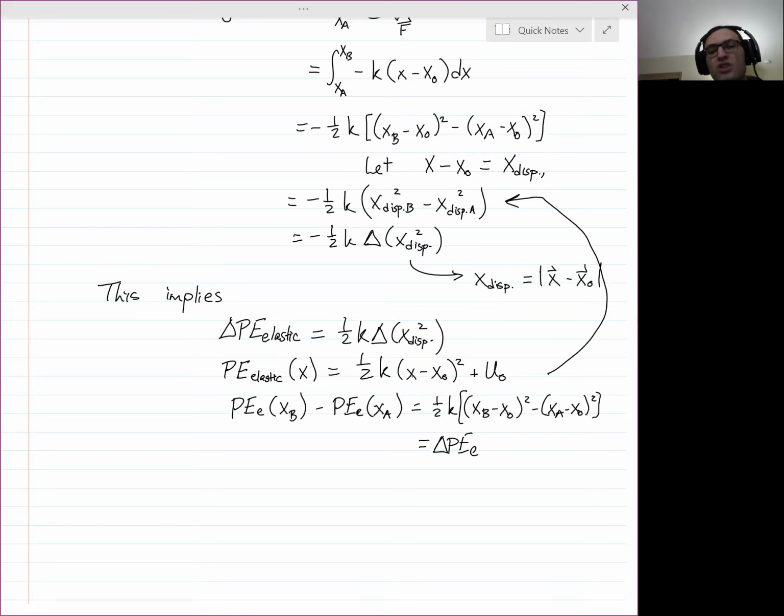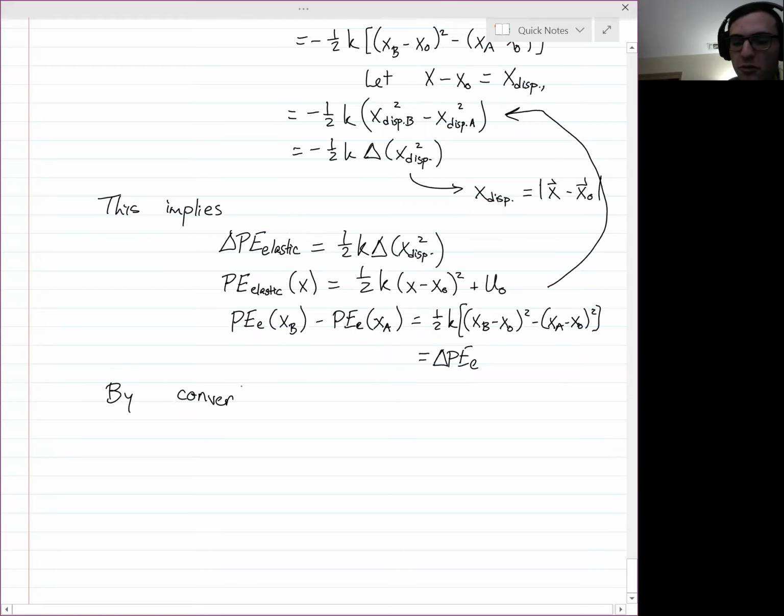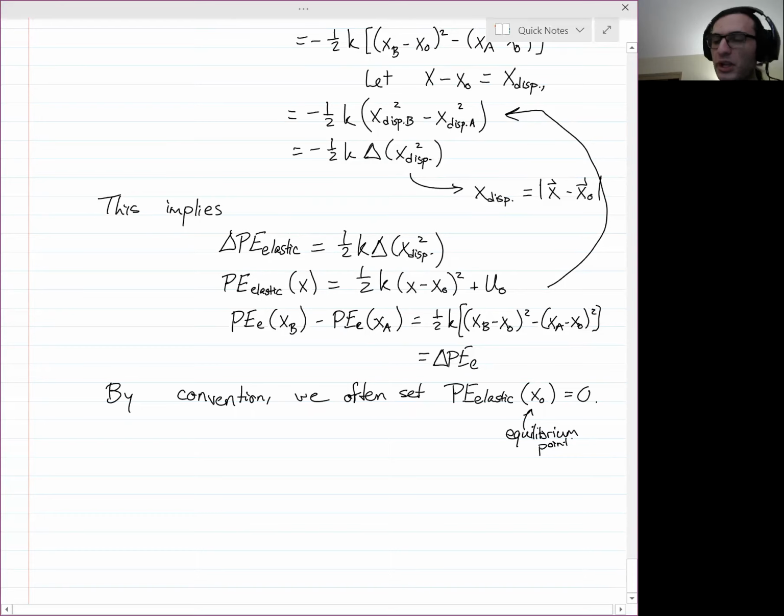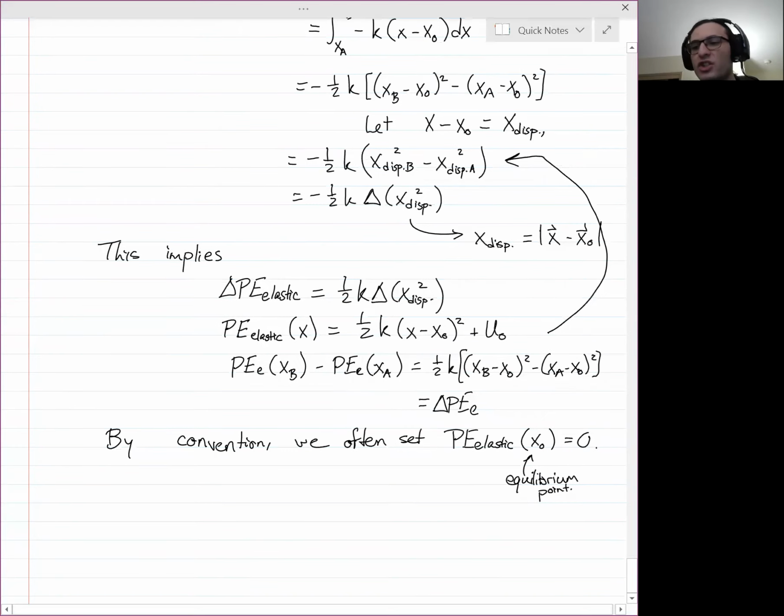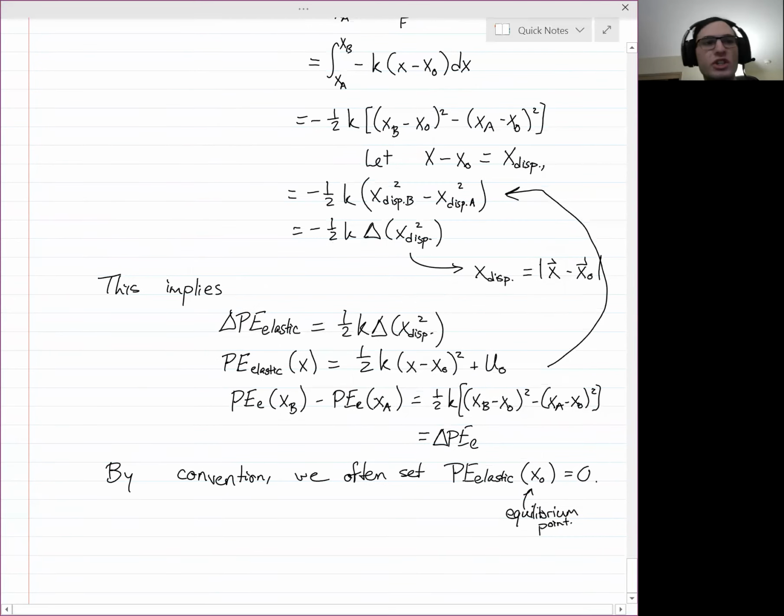Now, by convention, we often set the elastic potential energy at x naught equal to 0. That's just a choice we make, where x naught here is the equilibrium point of the spring. Elastic potential energy is the same as spring potential energy. It's just the name. And so what does this imply?